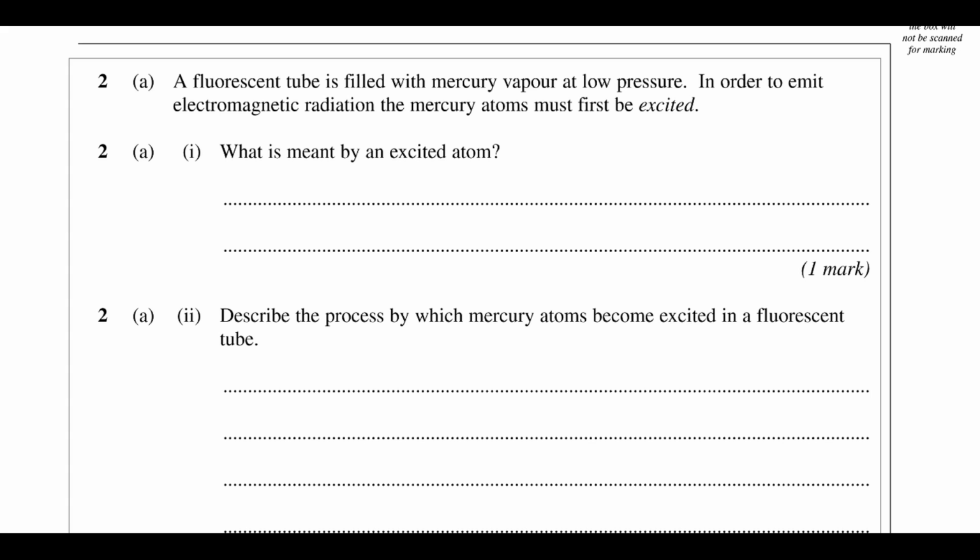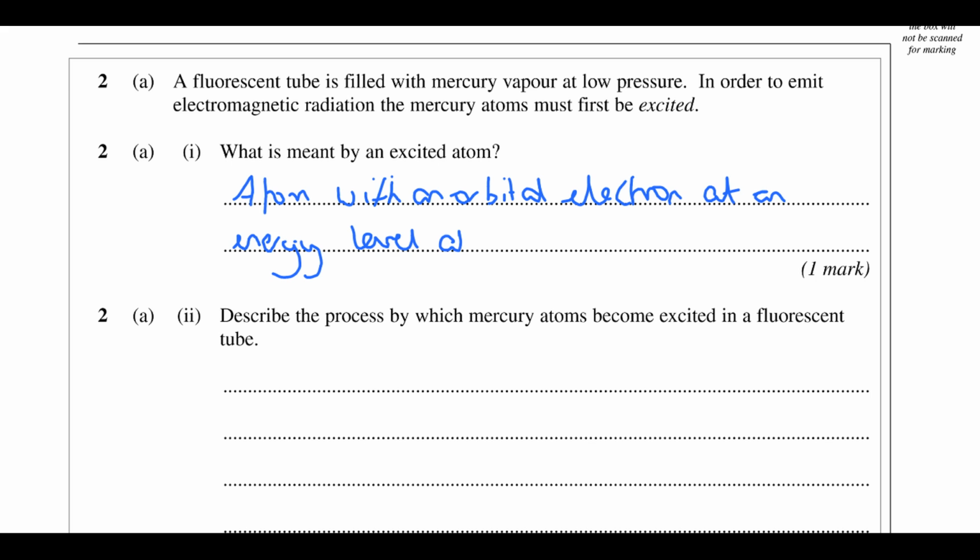So an excited atom is an atom with an orbital electron, and where is that orbital electron? It's at an energy level above ground state. So it could be any of the energy levels, it's just not at ground state. Those would all be excited state, above ground state. Okay.